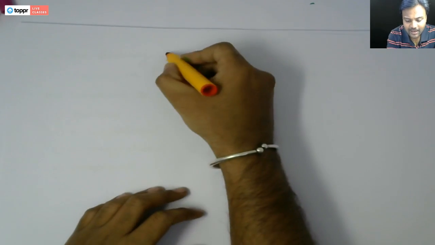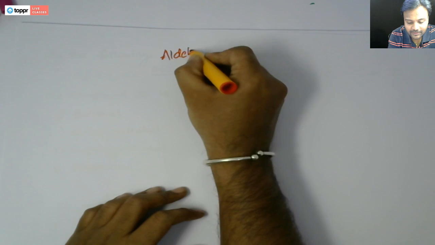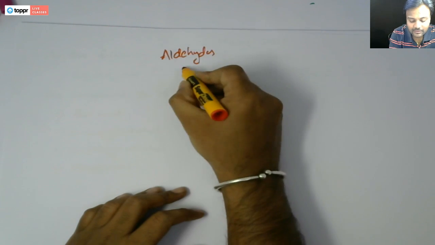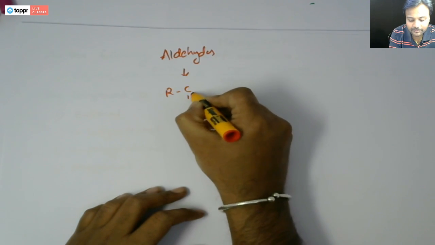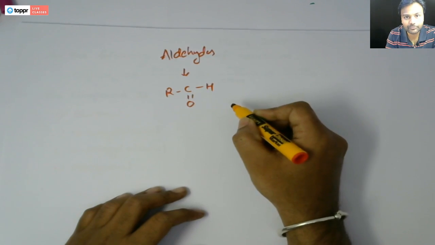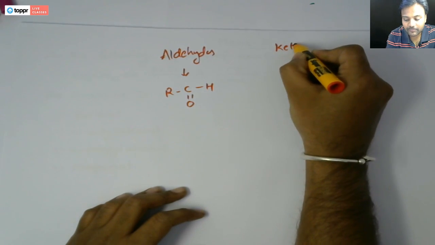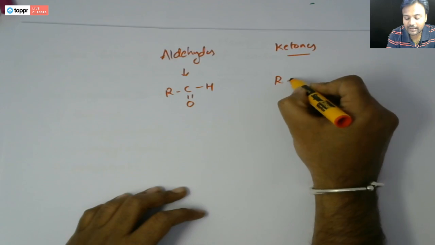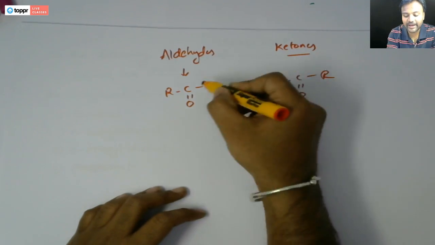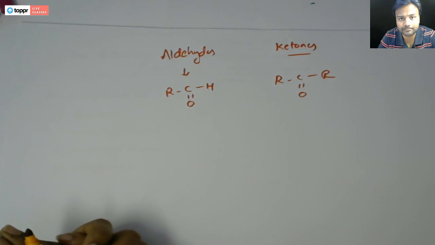Hello students, in today's session we are going to discuss all about aldehydes and ketones, right? So what are aldehydes? For aldehydes the functional group is RCHO, whereas for ketones it is RCOR, which means the hydrogen is replaced by an alkyl group.